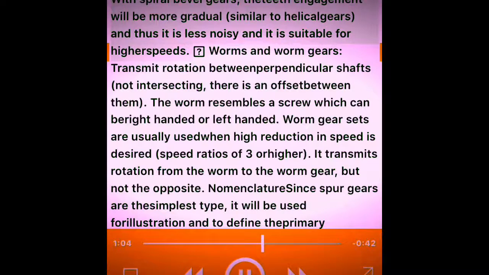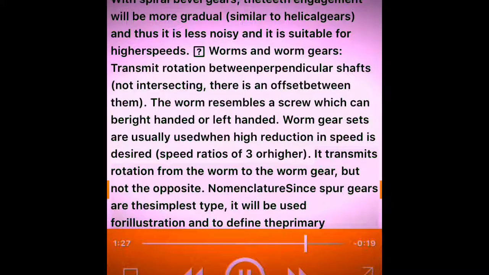Worms and worm gears transmit rotation between perpendicular shafts, not intersecting. There is an offset between them. The worm resembles a screw which can be right-handed or left-handed. Worm gear sets are usually used when high reduction in speed is desired, speed ratios of 3 or higher. It transmits rotation from the worm to the worm gear, but not the opposite.